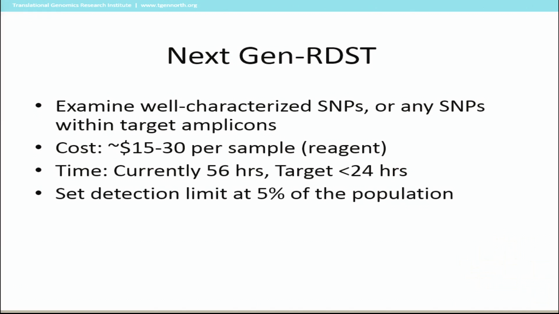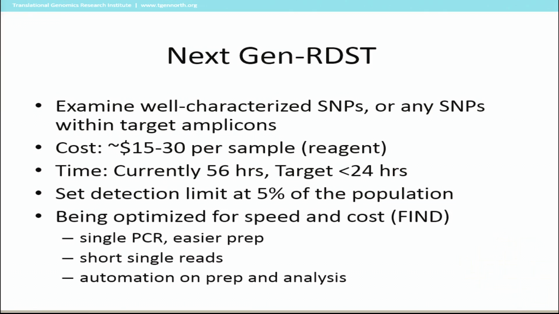And then the detection limit for looking for minor populations, we can actually look down to about 5% heteroresistance within samples, or look for 5% of the reads, which pretty closely is equivalent to 5% of the overall population within the sample to detect heteroresistance, and I'll talk about that more here in a second. And again, this is currently being optimized for speed and for cost, working with FIND and working with others.